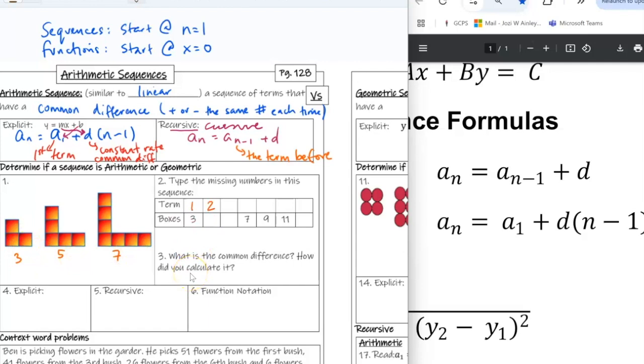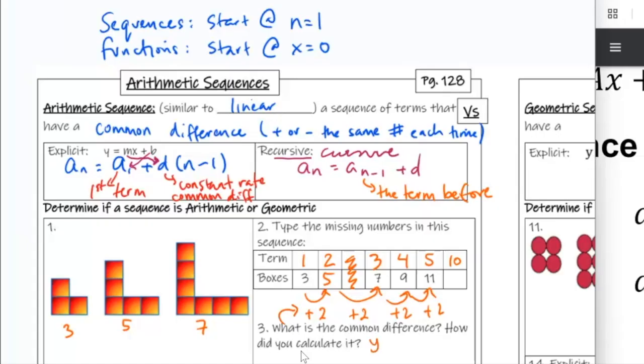The second one is 5. The third one is 7, so that must mean we skip a box each time. What are we doing to it? We're adding 2, which is the constant rate of change or the common difference. We're adding 2 to it every single time. So this is going to be 4, this is going to be 5, and I'm going to ask you to find the 10th one. The common difference is 2. How do I know that? Remember, you take your second value and subtract your first value.